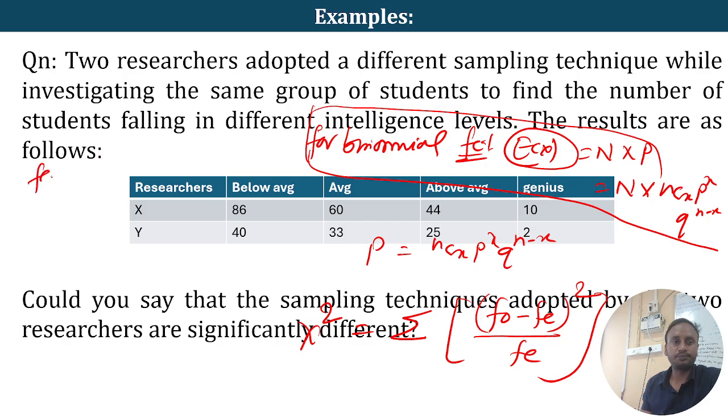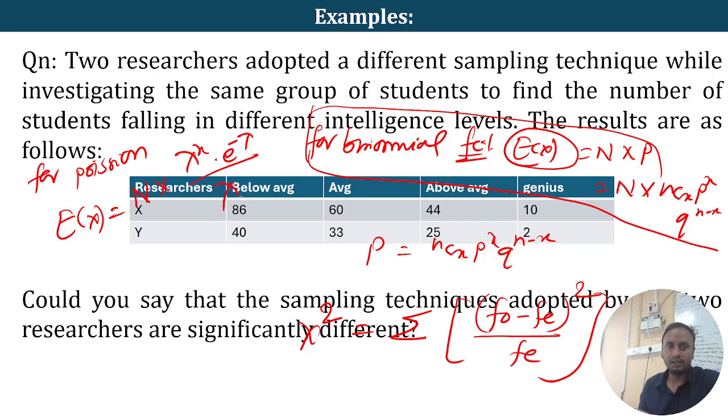Similarly for Poisson, the expected value will become N into lambda power X e to the power minus lambda upon X factorial. So everything will be the same. Only the calculation of the expectation will change. Is it correct now?